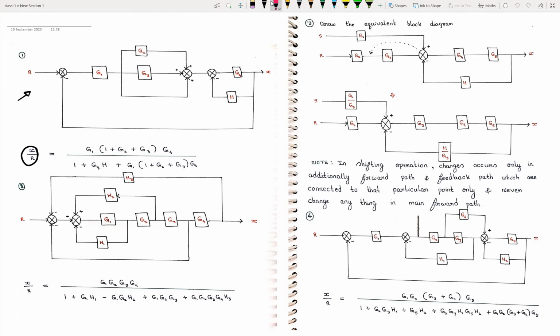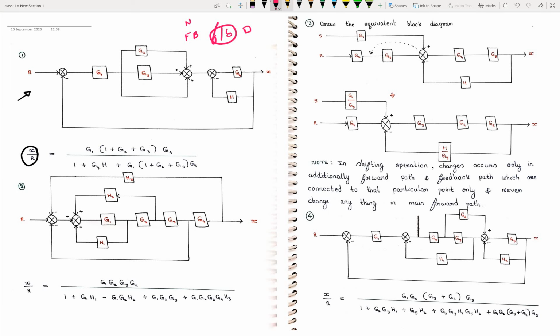In exam, when the block diagram is given, just focus on forward path and feedback path. Forward path, we keep it in numerator. Feedback path, it will be in denominator.